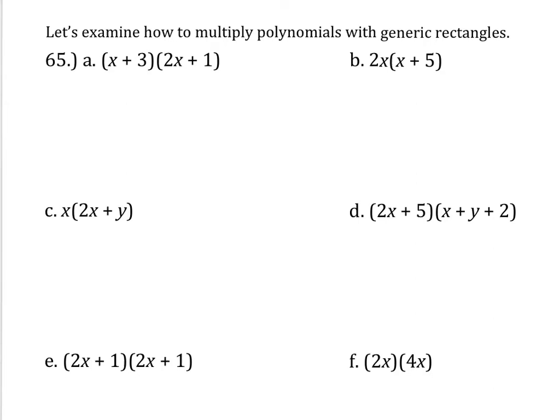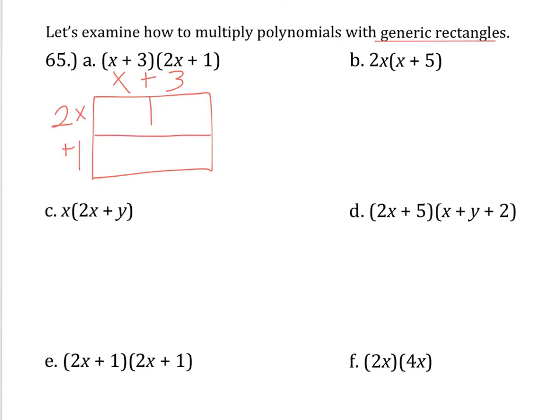This screencast is Chapter 4, Part 4, and we are going to look at how to examine polynomials by multiplying with generic rectangles. So we're going to take a look at 65a, and we're given two binomials. Binomial means that there are two parts. So what we're going to do is make a generic rectangle. We're going to set up a rectangle, and we're going to put x plus 3 on the top, and 2x plus 1 on the side.